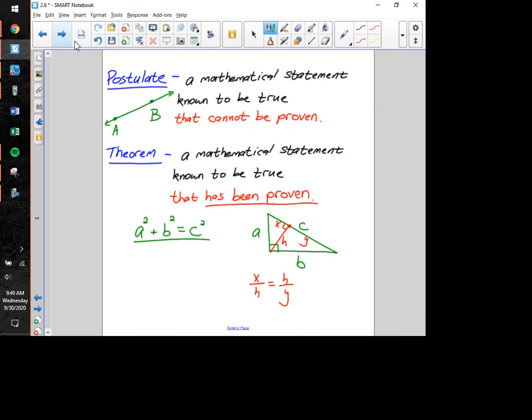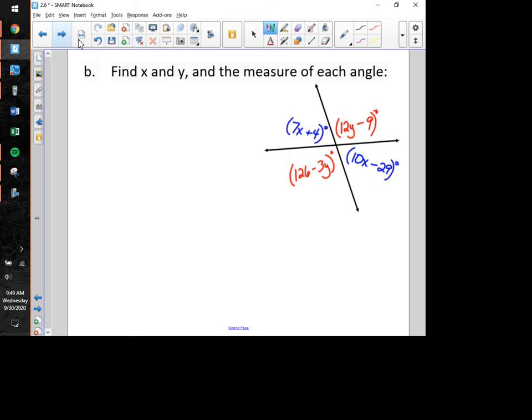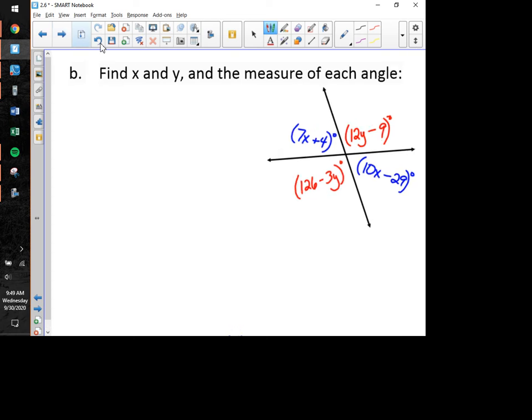All right, so with that in mind, guys, we've got that written down. We are not going to formally prove this theorem, so don't worry about that, but I do want to do this one example with you, and then we're done, everybody. So we're going to find x and y, and you guys know I like you to check your work, so we're also going to find the measure of each angle in this problem.